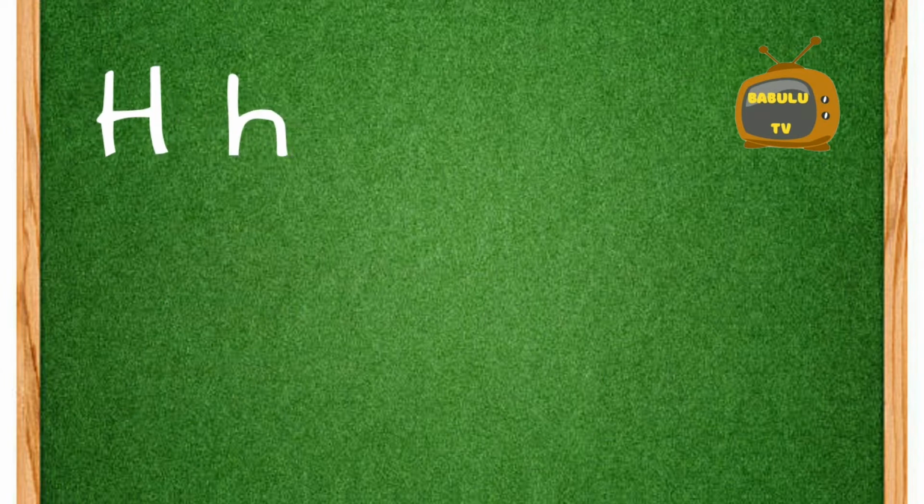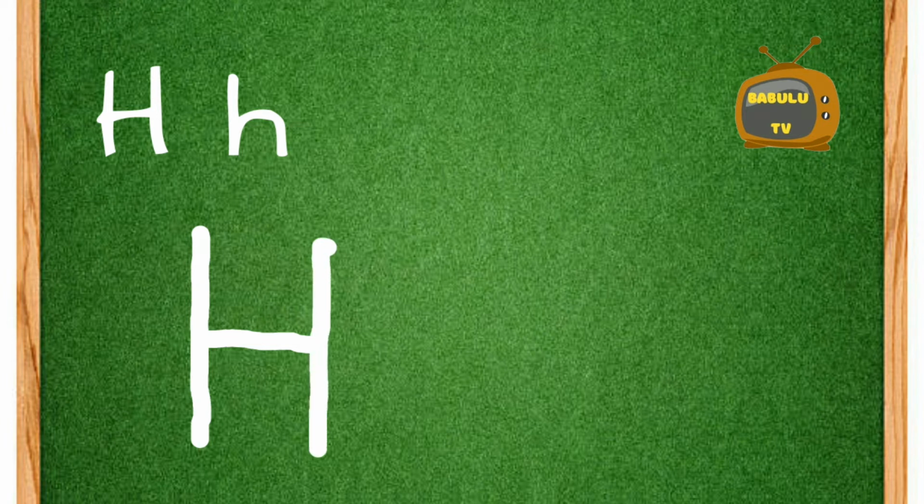Capital and small H. This is capital H. What is this? This is capital H. This is small alphabet H.